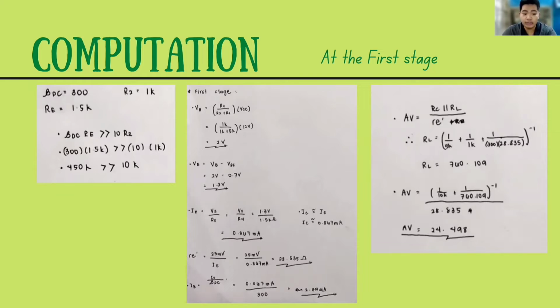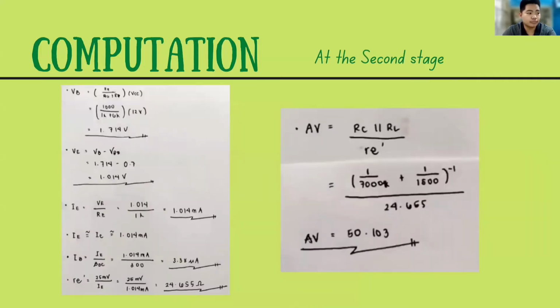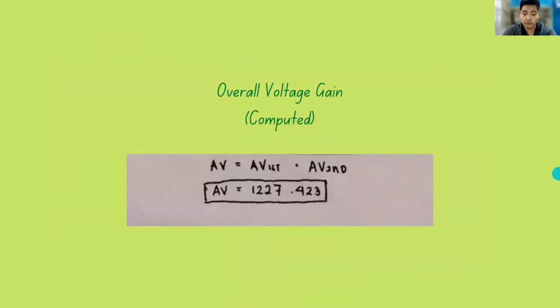Our voltage gain for the first stage is 24.428. Moving on to the second stage, we did the same procedure as before, and we came up with a voltage gain of 50.103 at the second stage. The last thing to do is to multiply these voltage gains to get the total AV, which is 1227.423.